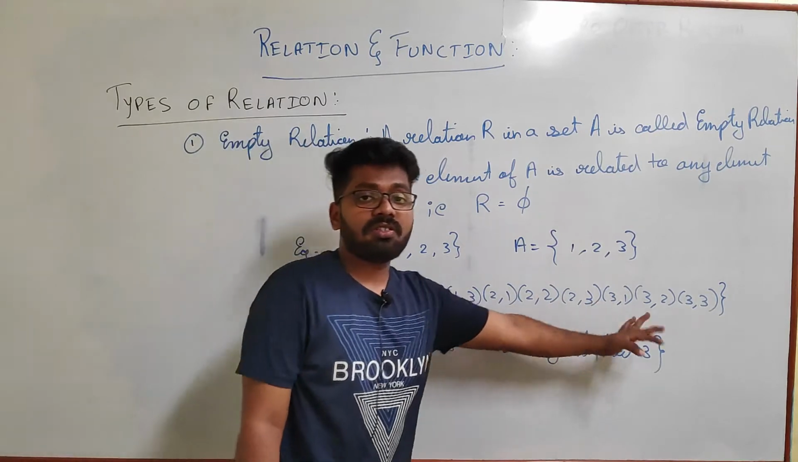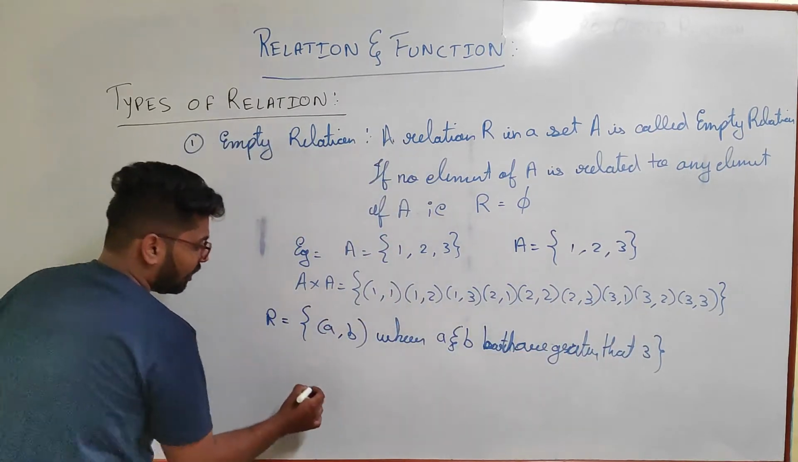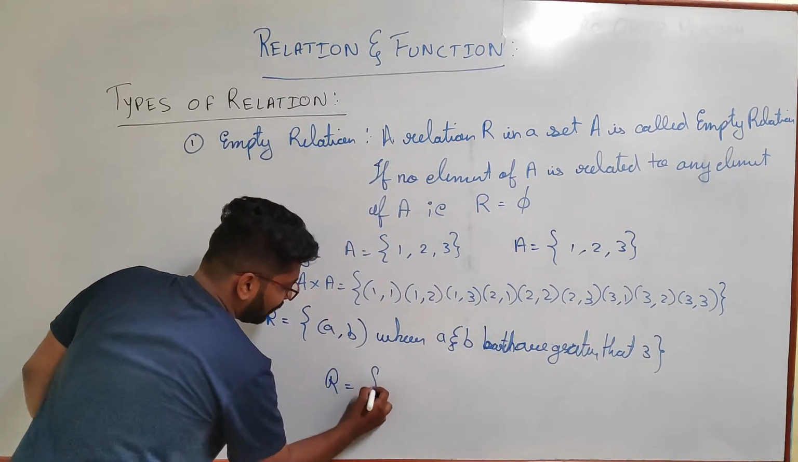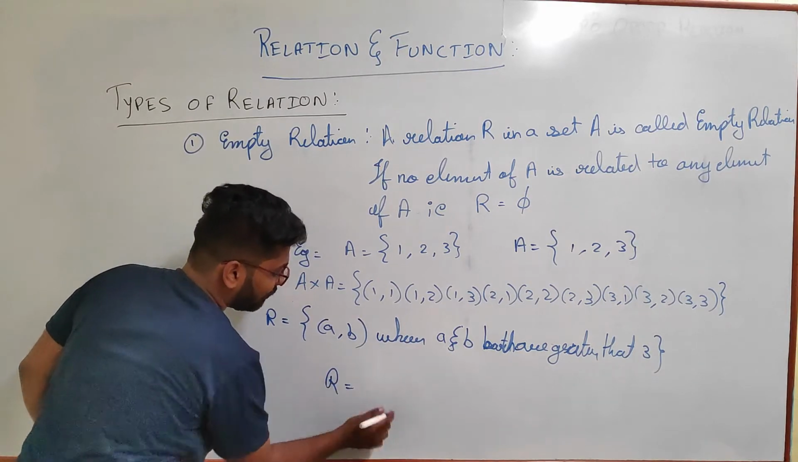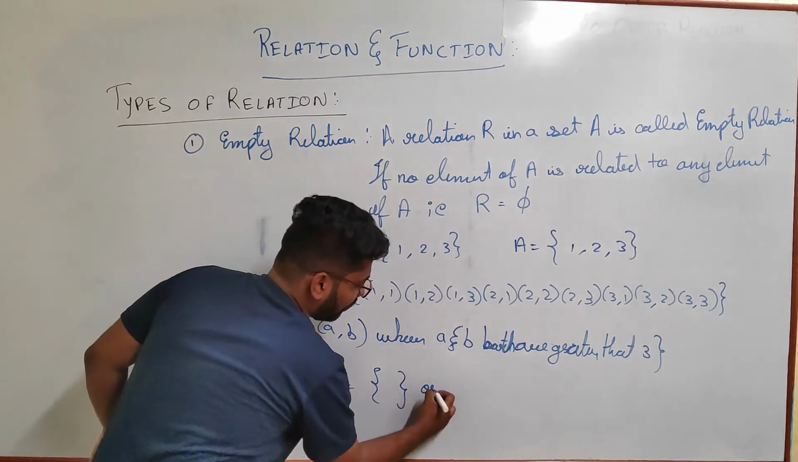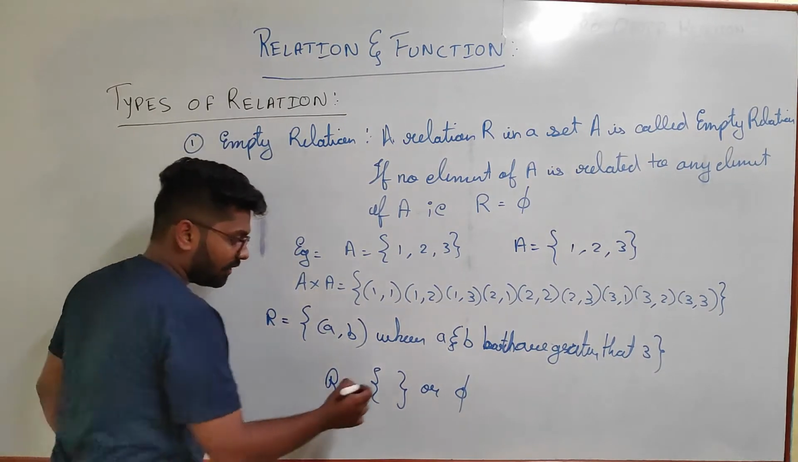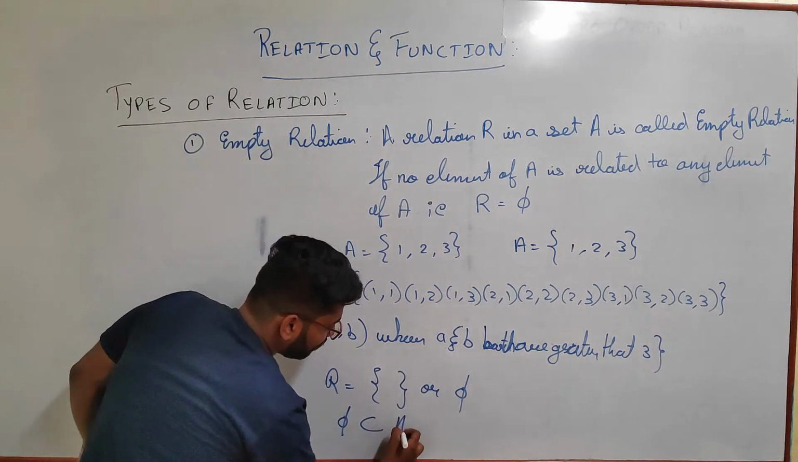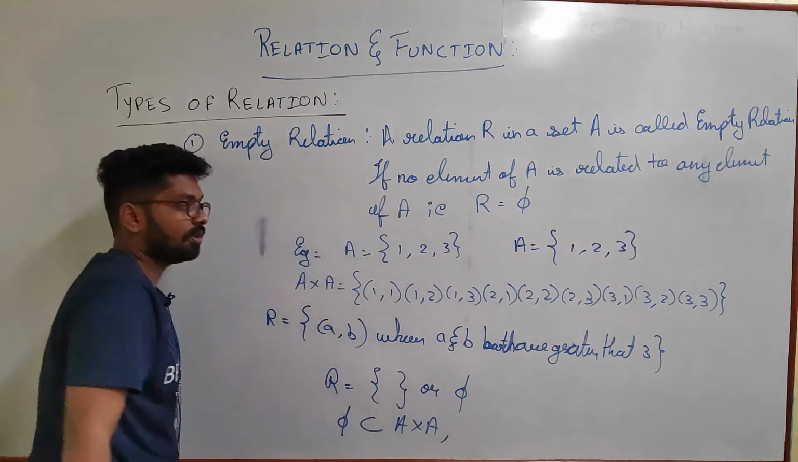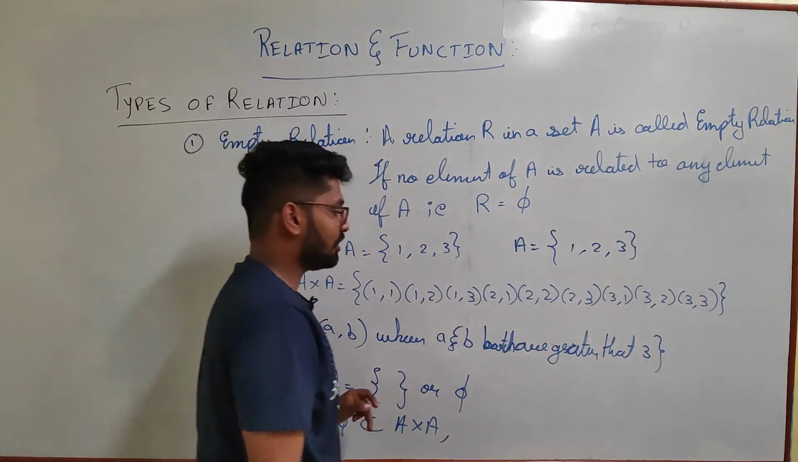there is no such number. It means what? Now my relation is nothing but an empty set, or phi. Empty relation. And if you observe, the null set is a subset of A cross A. So therefore this is your empty relation. It means what?